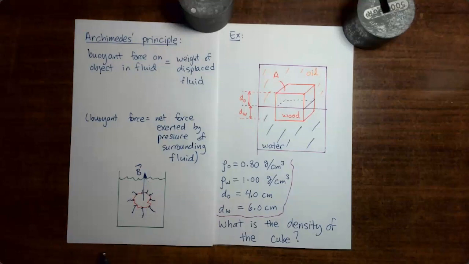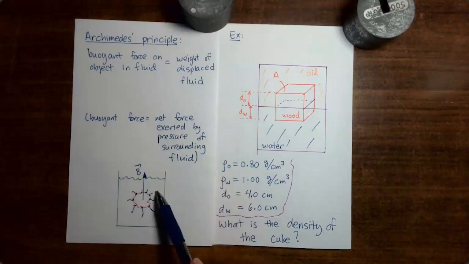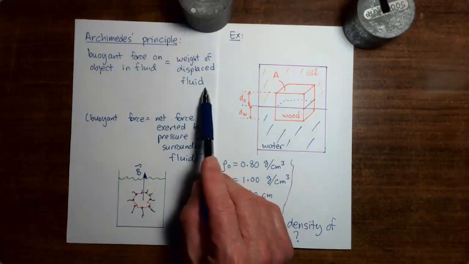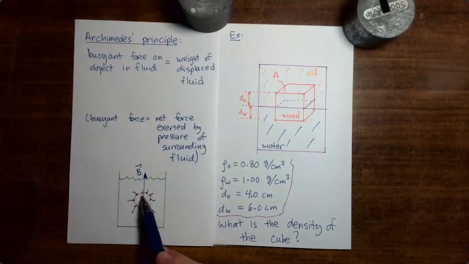The buoyancy force is the net force exerted by the pressure in the surrounding fluid. That buoyancy force would point upward, and according to Archimedes' principle, the magnitude of that buoyancy force would equal the weight of the displaced fluid. In other words, the buoyancy force would be equal in strength to the weight of a blob of the displaced fluid with the same size and shape as the object.